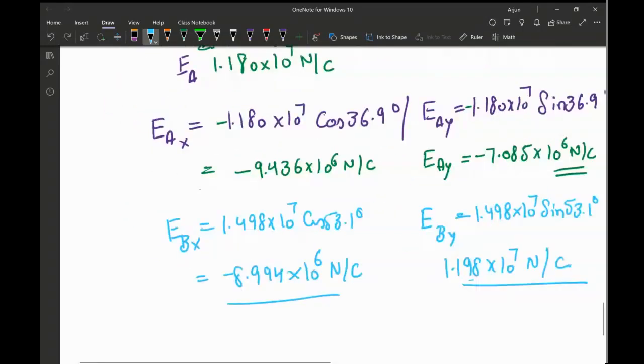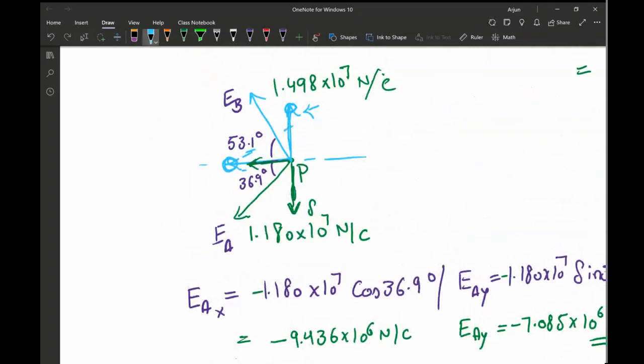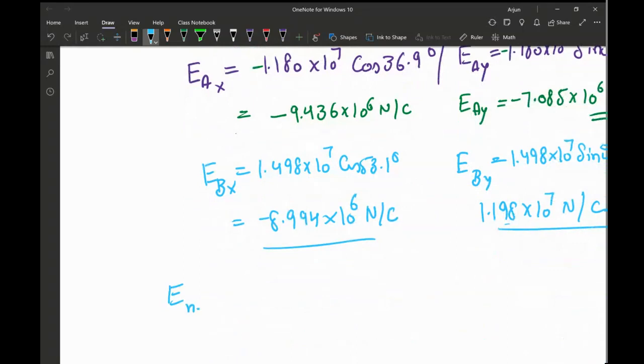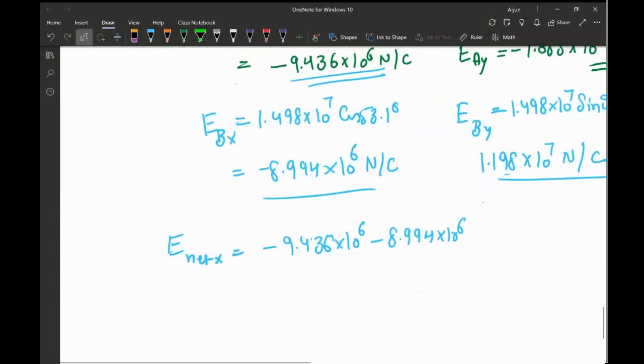Now I'm going to find the resultant, so net X and net Y. E net X will be equal to, I'll take these two, both are towards the left-hand side, negative 9.436 times 10 raised to the power 6 and negative 8.994 times 10 raised to the power 6. And then I will add them up because both are negative numbers. So the number will come out to be negative 1.843 times 10 raised to the power 7 Newton per Coulomb.